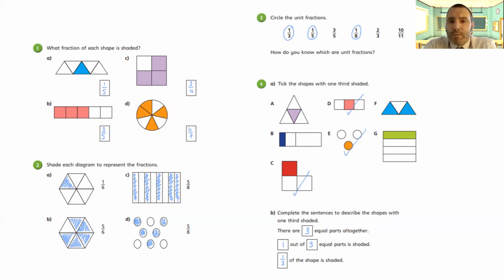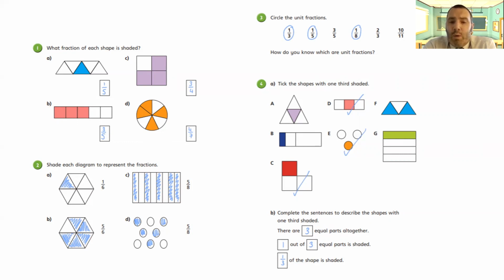Question 4, tick the shapes with 1/3 shaded. So we need to look at the number of pieces it's been cut into. So D is 3 pieces, E is 3 pieces, and C is 3 pieces. So is B, but B is not 3 equal pieces, whereas C, D, and E are. So complete the sentences to describe the shapes with 1/3 shaded.